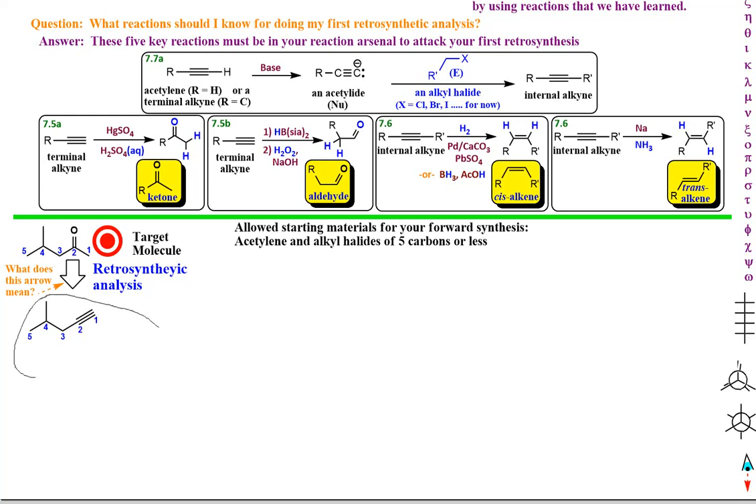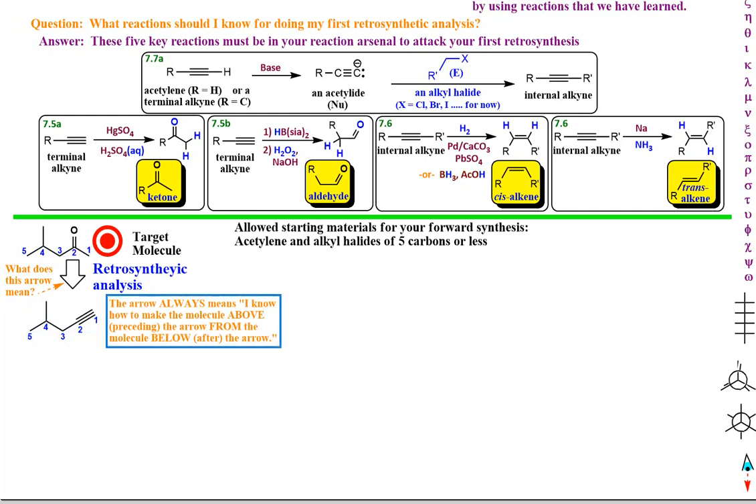So we have a 5-carbon chain with the alkyne on carbons 1 and 2. It can be made into this ketone, and we can finally answer this question: what does this funny looking arrow mean? What it means is, I know how to make this molecule at the top, this target. I know how to make that target from this species here. Let me put that in writing.